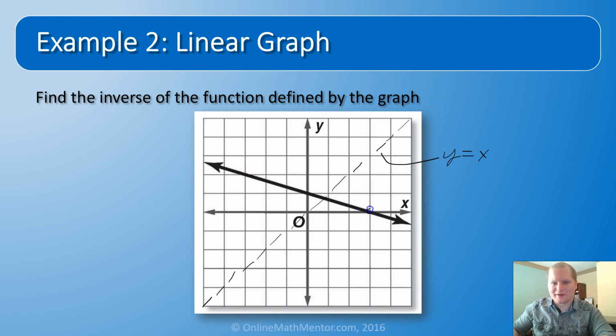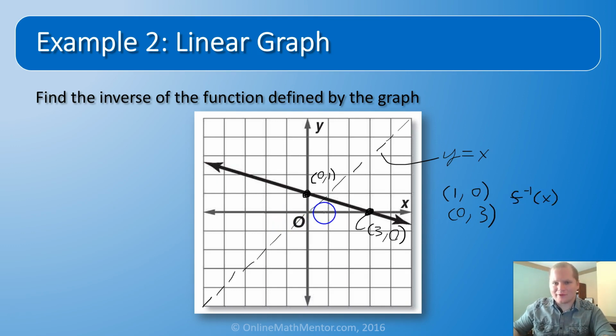Another way we can do it is we can see that it crosses 2 points right here. So this would be point 0, 1, and this is point 3, 0. We could also define 1, 0 and 0, 3, because those are 2 points on the inverse function.